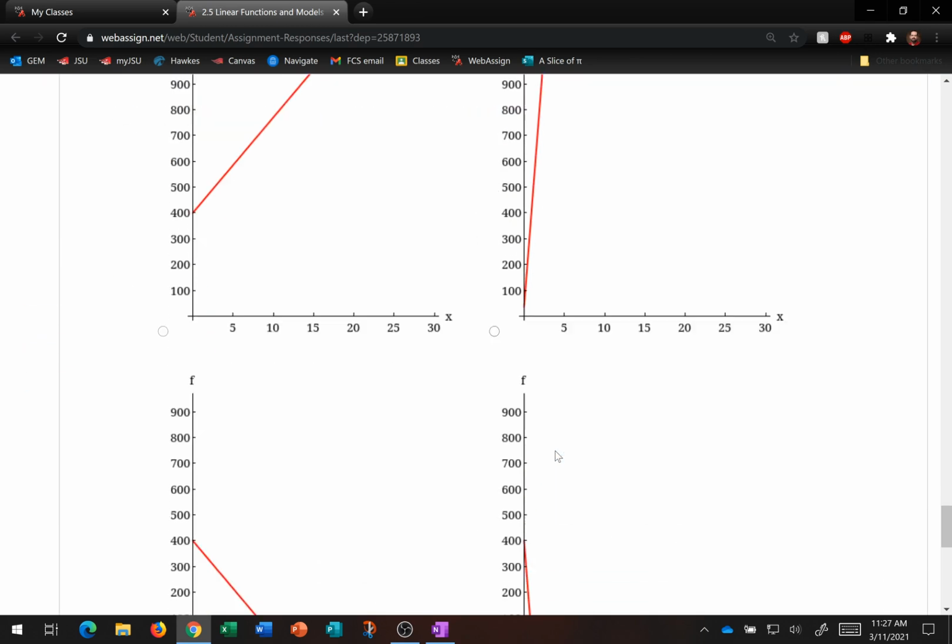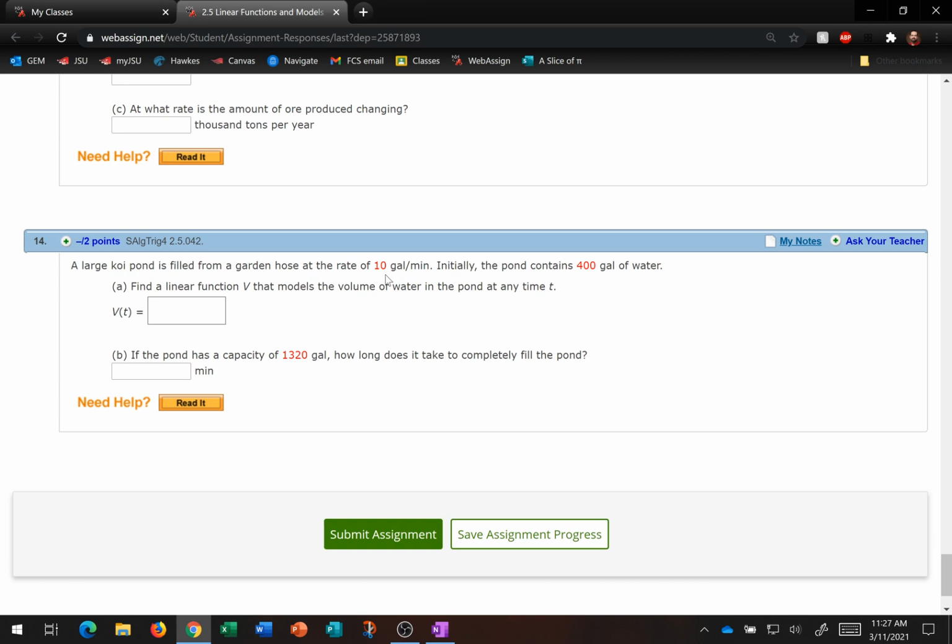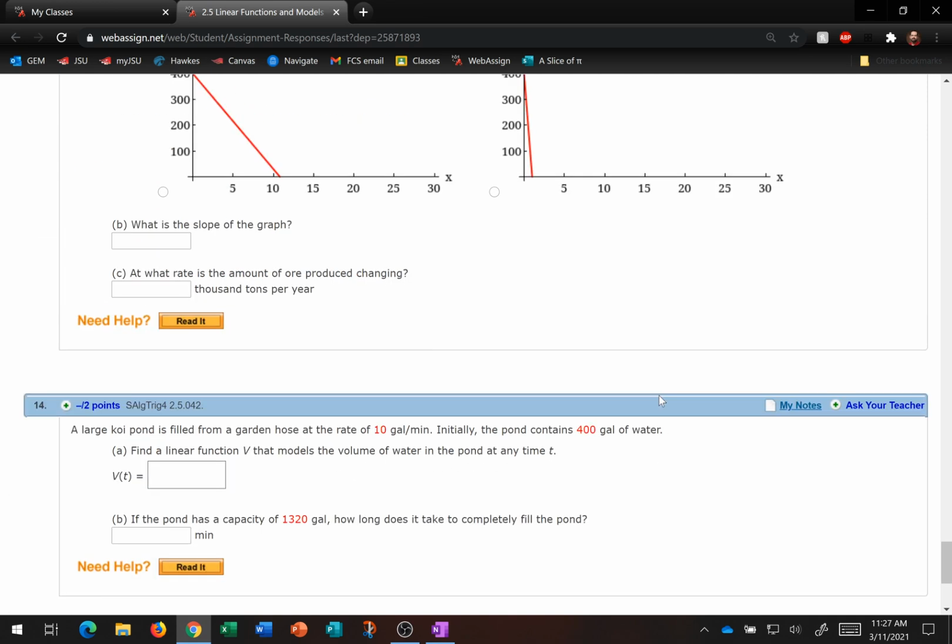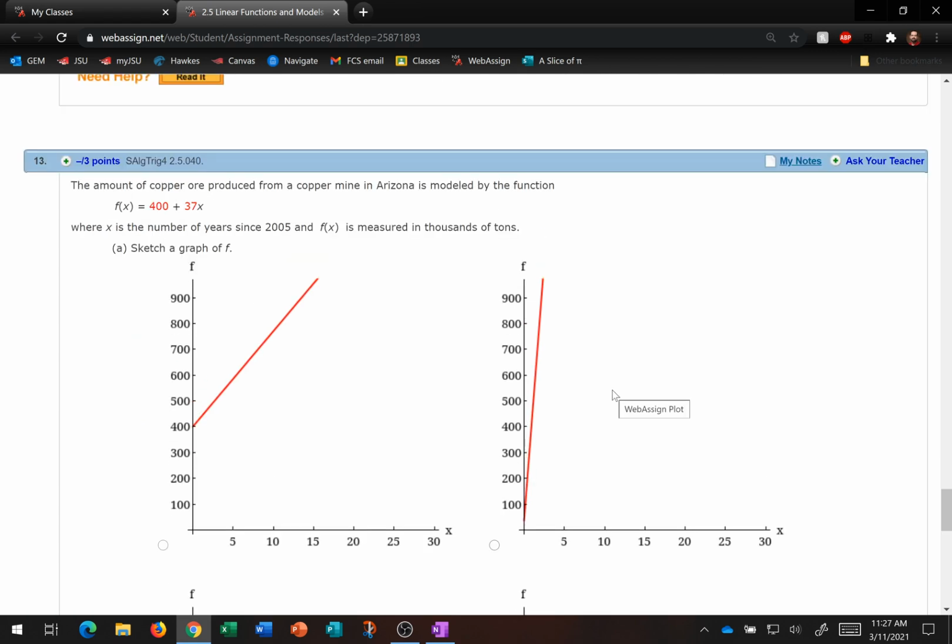This last one looks a little intimidating, but just read it carefully. Okay, it says find a linear function v that models the volume of water in a pond at any time t. What gives us the rate of change is 10. And it says initially the pond contains 400 gallons of water, so that's our y-intercept. Okay? And instead of x, just be careful you're using t here. And then on this one, you just plug in for t. It's not too bad there. It's really very similar to what we did in the last section. If you have any questions on these, feel free to let me know.